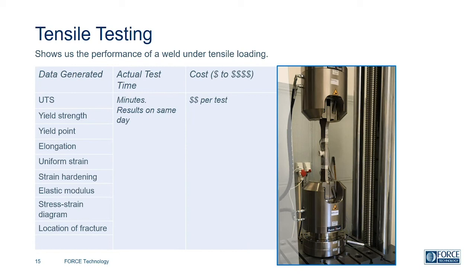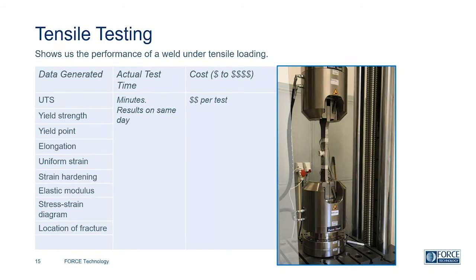The idea here, if I use my mouse, is that we have two crosses and we have some clamps. And these clamps grip onto a test specimen, and the one goes up and the other one moves down. And by controlling the speed, we can destructively pull the specimen apart. So what sort of data do we get from this? We can get yield strength, yield point, elongation, uniform strain, the strain hardening, elastic modulus, a stress strain diagram, and of course also the location for fracture, whether it is where we think it would have been in the case of a weld. Was it in the weld, the heat affected zone, or the base material?